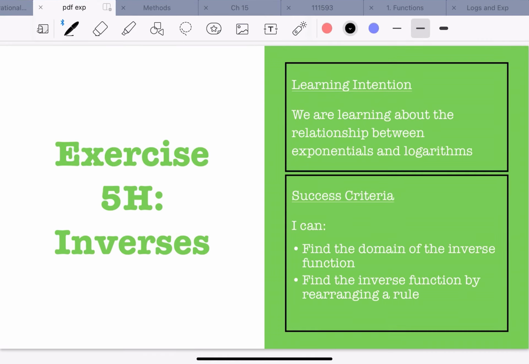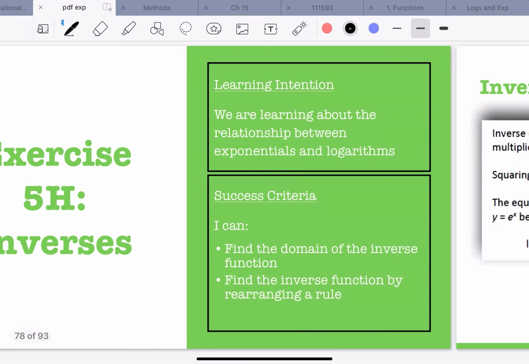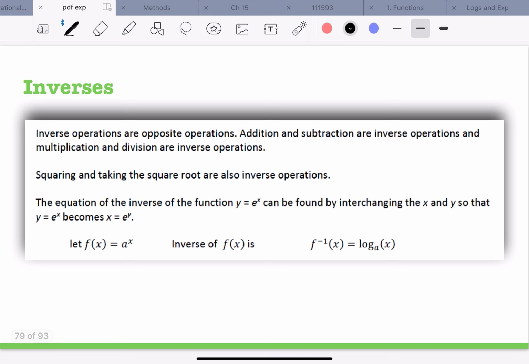Exercise 5H, inverses. Today we are learning about the relationship between exponentials and logarithms, and by the end of the lesson you should be able to find the domain of the inverse function and also find the inverse function by rearranging a rule. So inverse operations are opposite operations.